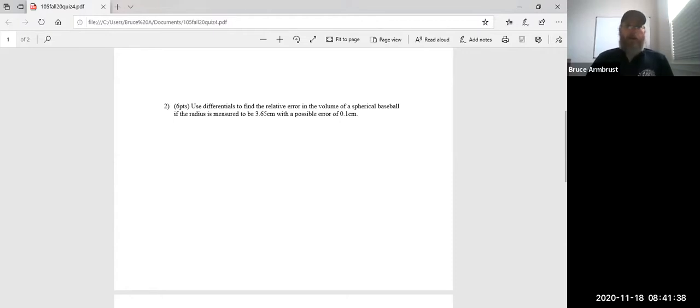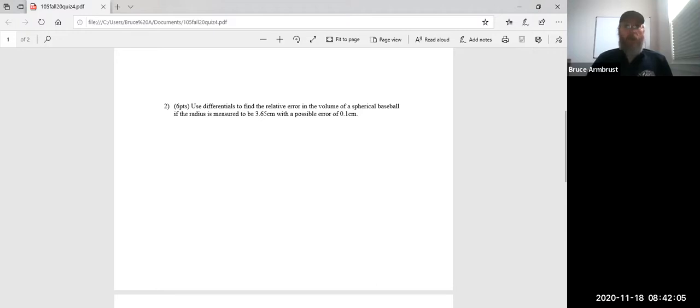All right, so I put here use differentials so that you use calculus. So you didn't just actually add 0.1 to the radius and subtract 0.1 from the radius and then calculate the change in the volumes, right? Even though we could do that to find relative error as well. But we're just trying to approximate. We're trying to be a little bit faster this way. So we're going to use differentials for the baseball.